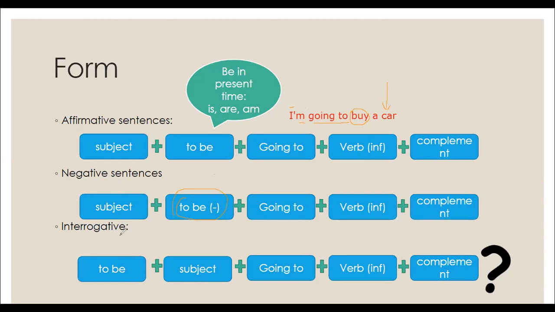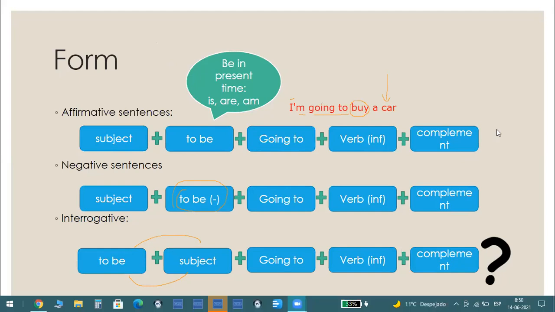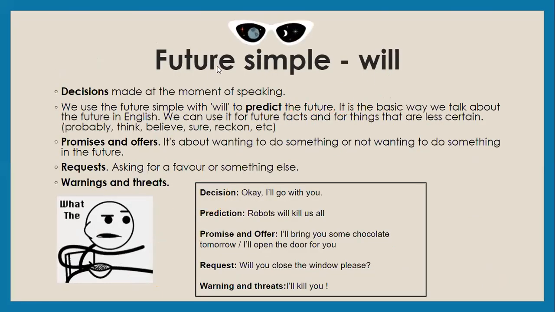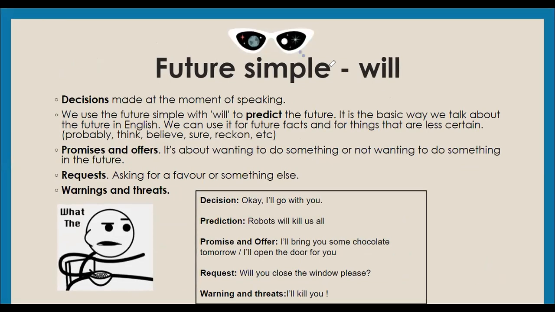In interrogative, we change the order of the things, okay? So we say, are you going to buy a car? Are you going to buy a car? No, they're too expensive. This is the form of the "going to". Number two, the future "will". Usually "going to" and future "will" get confused, okay? But there are some differences that we can spot. And that's what we're going to learn today.